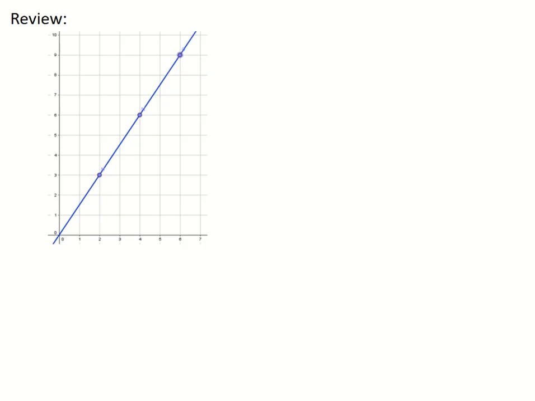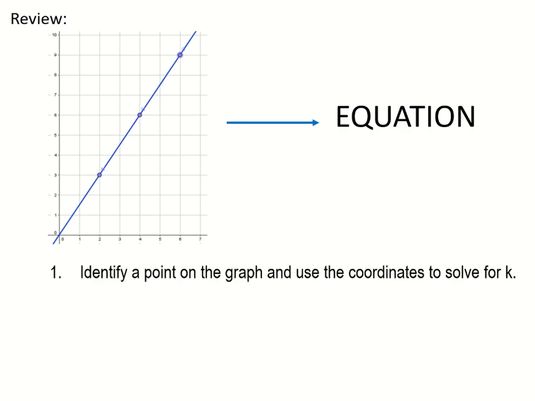Next, how do we translate a direct variation graph into an equation? We are going to identify a point on the graph and use the coordinates to solve for k again. As you can see, I have identified here 3 points, but we can only make use of 1. But if you want to use all of them, that's fine. We only need 1. So what are the coordinates of this point? Our x is 6, and our y is 9.